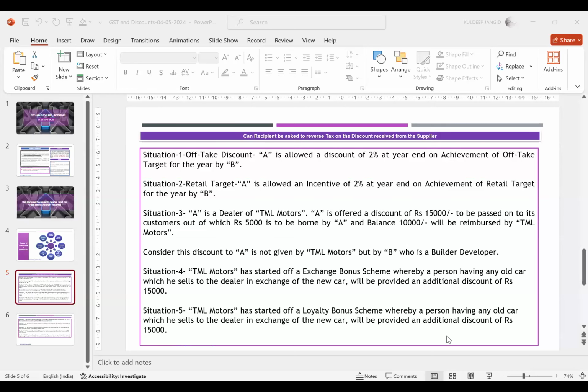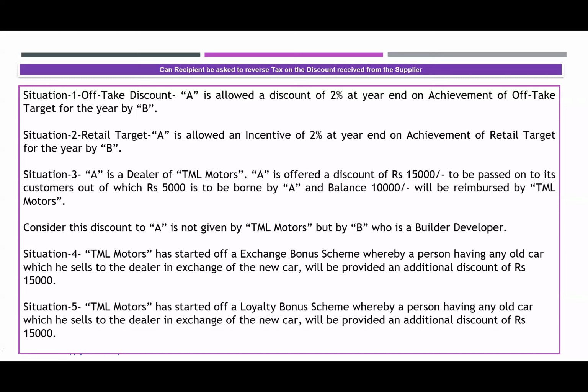Yeah, RPG, over to you. Okay, thank you, Vimudi. So, welcome once again, this continuing session on discounts and incentives.